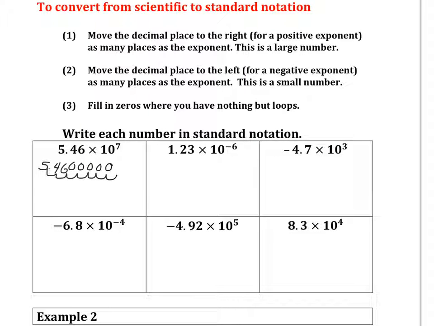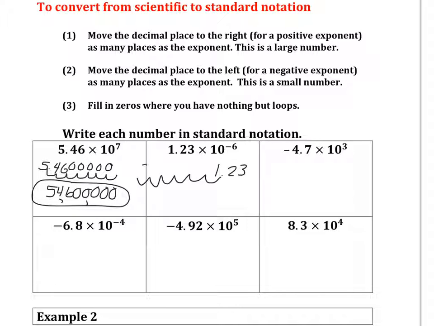And then I rewrite it so that it looks nice. It's a very large number, so I'm going to put in all of my commas, so 54,600,000. Now, if it's negative, you're going to go the opposite direction. You're going to go to the left. It actually creates a very small number, not a negative number, but a very small number. So negative 6 would be loops 1, 2, 3, 4, 5, 6 in that direction.